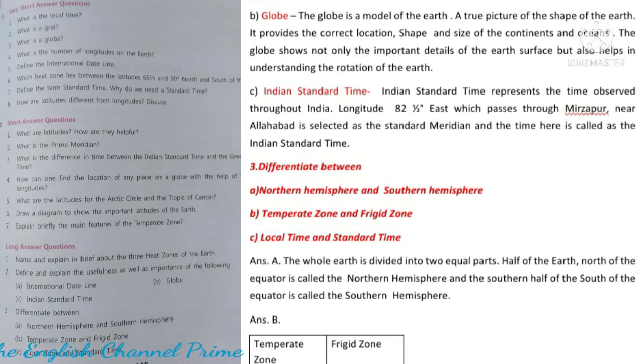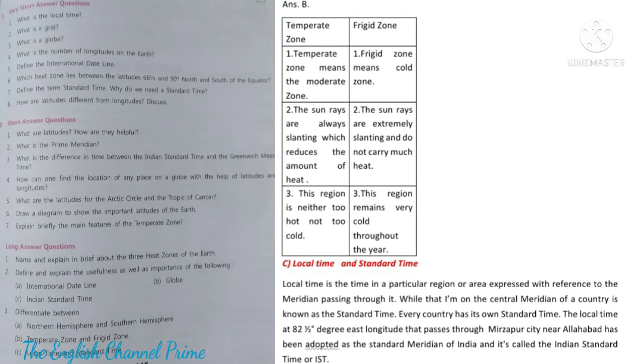Second, B. Temperate zone and frigid zone. You can write by making columns. Temperate zone means moderate zone. Second point, the sun rays are always slanting, which reduces the amount of heat. Third, this region is neither too hot nor too cold.